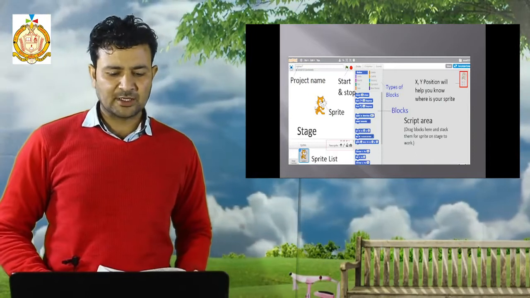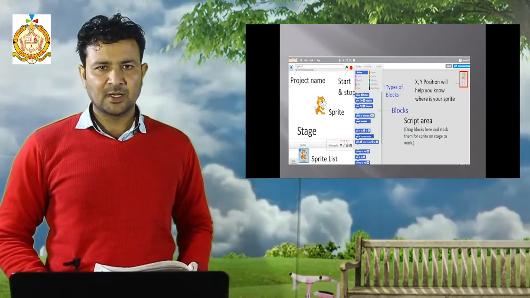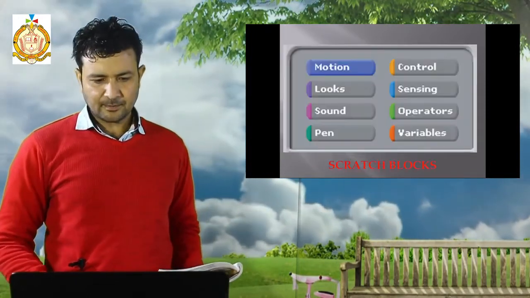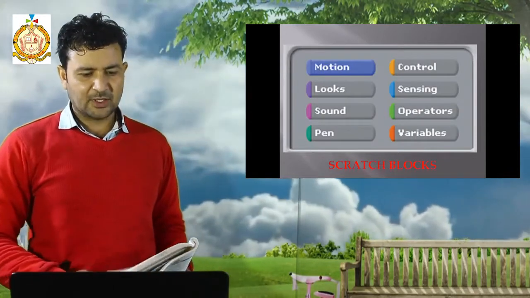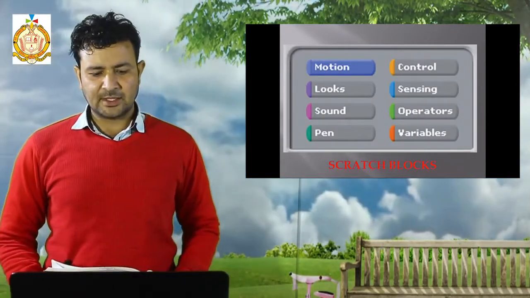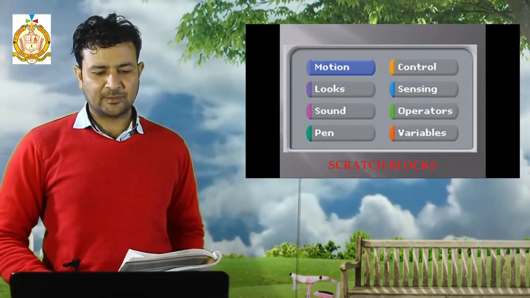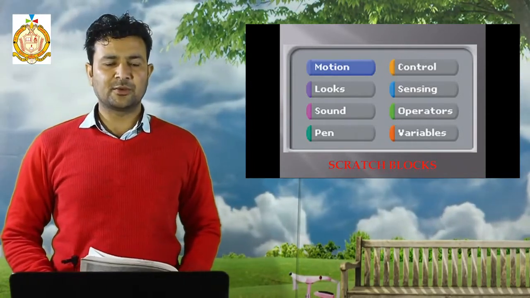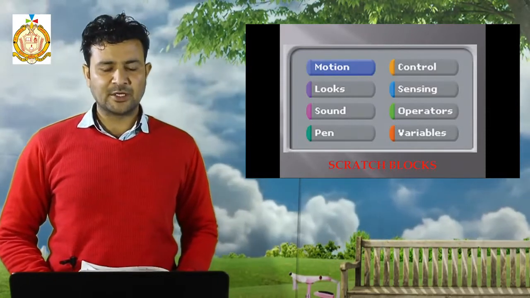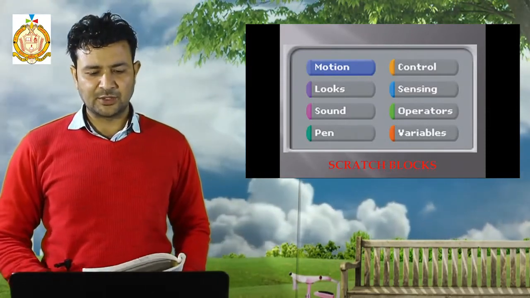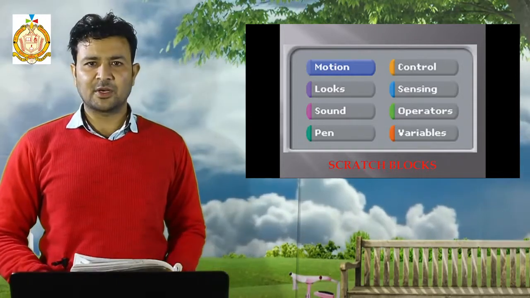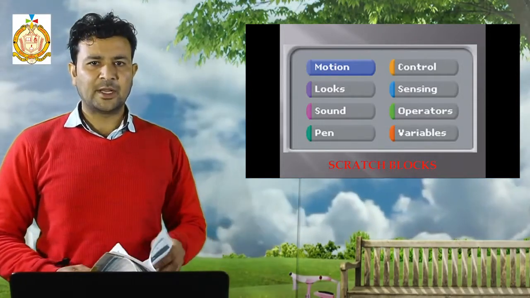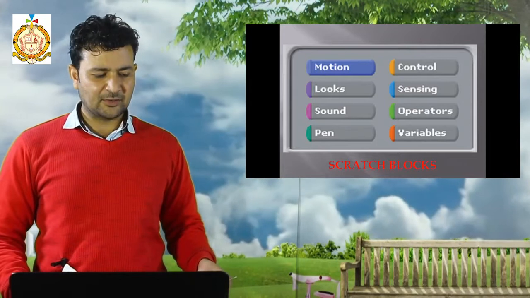Then different blocks are there. Different blocks are used for different kinds of animations. Next, Scratch blocks. In your book there are 6 blocks, but in this PPT I mention 4 blocks. The motion block is used if we want to move an object from one place to another. With the help of the control block we can pause, play, replay.